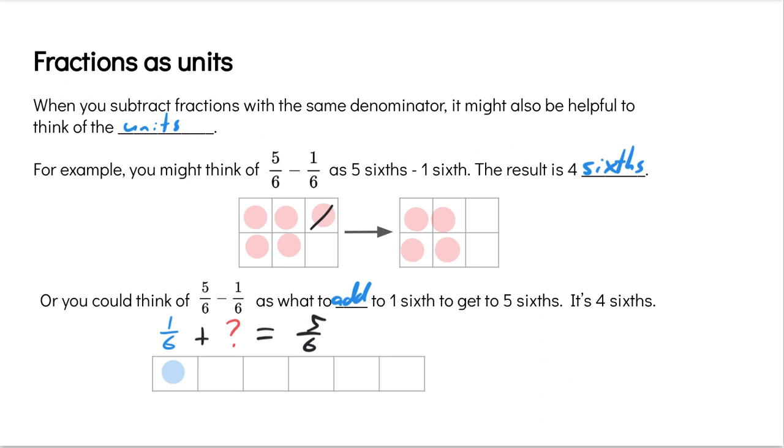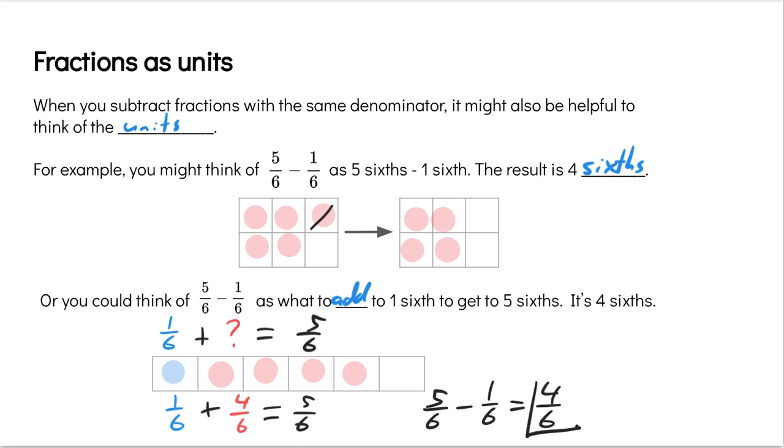Well, all we need to do is go 1. We already have 1/6, 2/6, 3/6, 4/6, 5/6. There we go. How much did we just add? We added 4/6, and we got to 5/6. And that is the same exact thing as writing 5/6 minus 1/6 equals 4/6. And that's your answer right there.